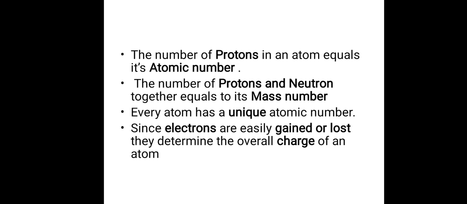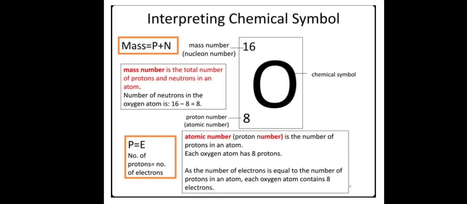So we can say the number of protons is equal to the atomic number, and the number of protons and neutrons together makes the mass number. Since electrons can easily be gained or lost, they determine the overall charge of an atom. The electron is responsible for the overall charge of the atom.